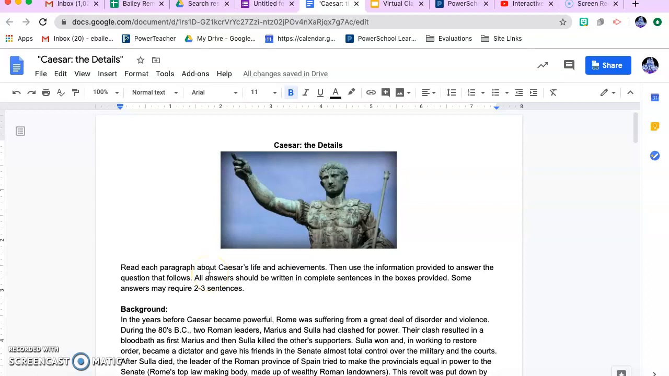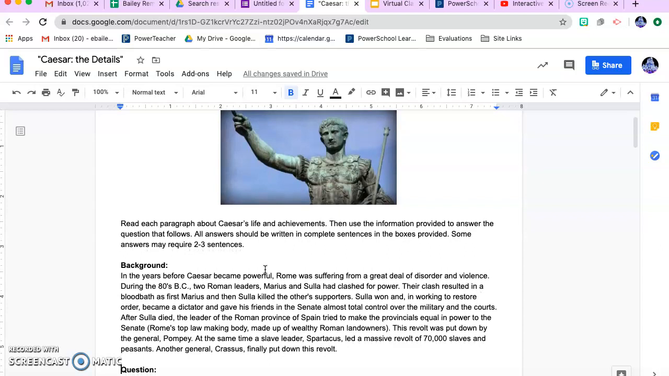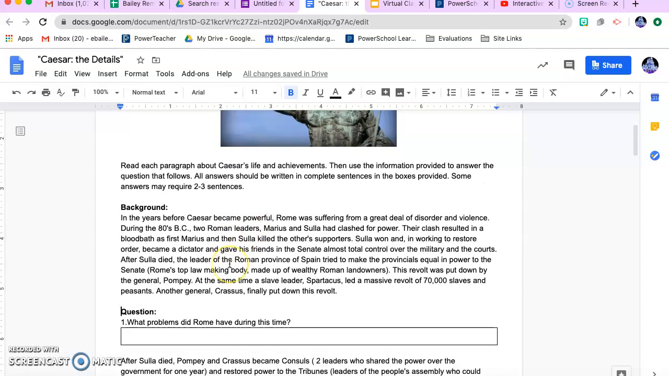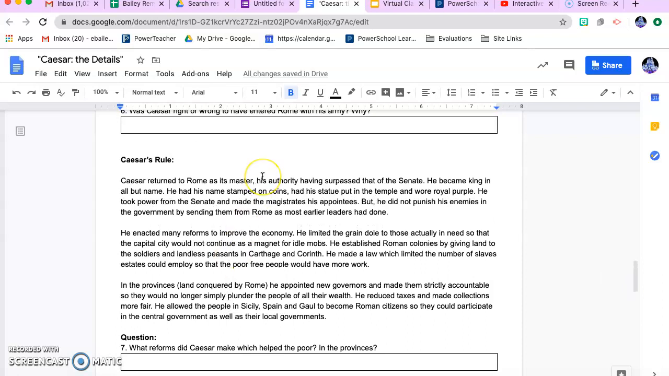All right, so for the assignment, here it is, Caesar the Details. So you're going to read each paragraph about Caesar's life and achievements, and then use the information in that paragraph to answer the question that follows. All answers should be written in complete sentences and in the boxes provided. Some answers may need 2 or 3 sentences to answer fully. Keep in mind that a lot of these are going to be about Julius Caesar, but don't start your answer with he. It should be started with Julius Caesar. You need to make sure that your answers are specific and include the information from the question. All right, so there are 8 questions that you're going to answer, and then go ahead and hand that in.